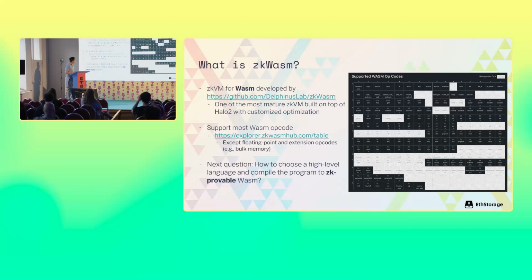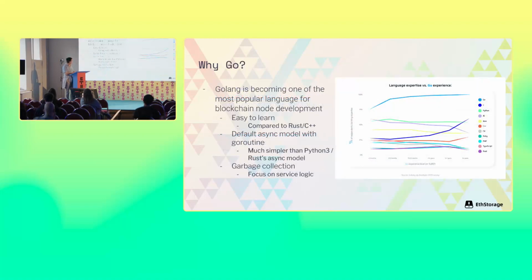And so the next question is which language we would like to choose to program the blockchain, and then translate to Wasm that can be proven by zk. And here we use Golang. Why? Because Golang is perhaps one of the easiest to learn languages, with pretty good capability to scale.